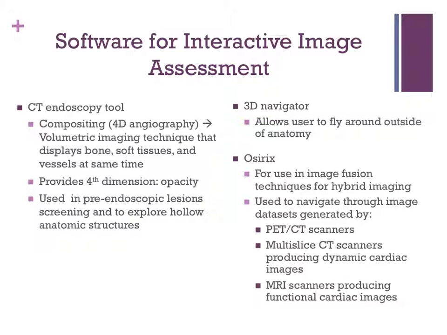3D Navigator is another tool, and this allows the user to fly around the outside of the anatomy. And Osirix is another tool yet. This is for use in image fusion techniques for hybrid imaging. It is used to navigate through image data sets generated by hybrid modalities such as the PET CT scanner, multi-slice CT scanners producing dynamic cardiac images, and MRI scanners producing functional cardiac images.